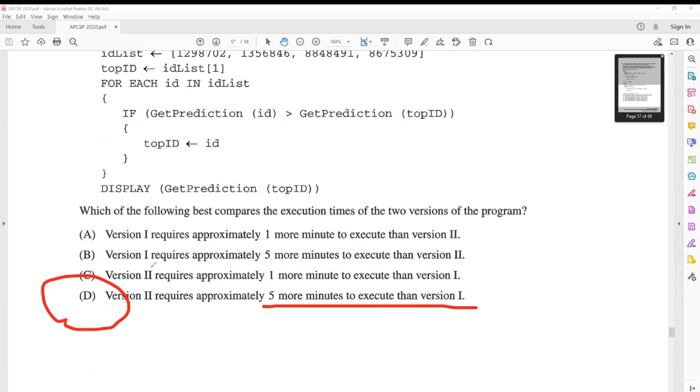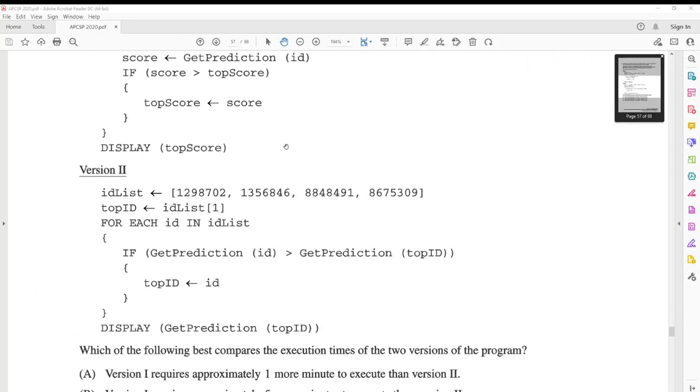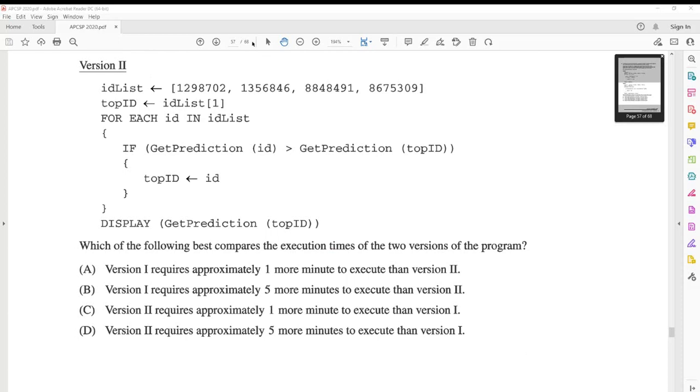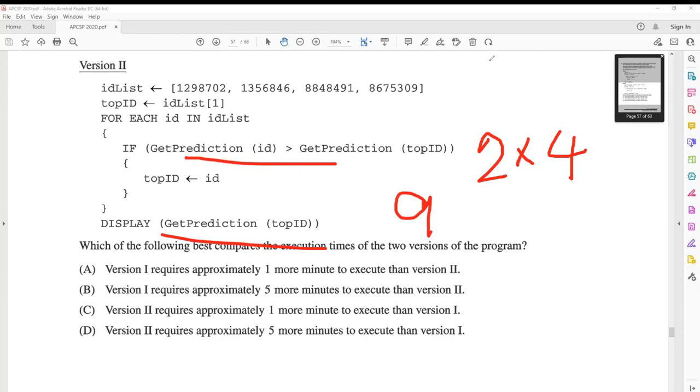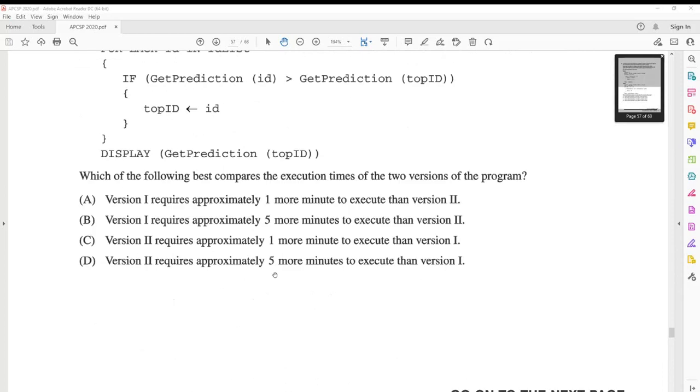This one, 62, is D. Any question on this one? It's a calculation of the number of get prediction function calls. These 2 are being called 4 times, so totally A get prediction, and here you have 1 more. So totally this one calls get prediction 9 times. The other one is called 4 times, so 5 more minutes.